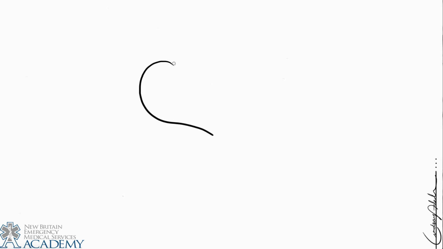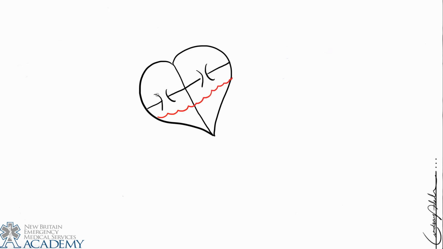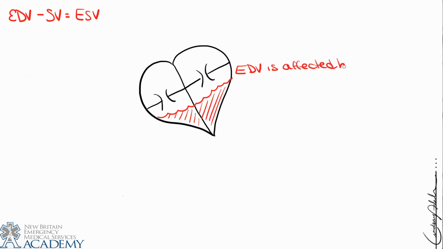All right, so now let's consider the effects on stroke volume. So back to these values that we were considering before: the end diastolic volume, the most amount of blood that ends up in the ventricles after atrial contraction, minus the stroke volume, the amount of blood pumped out of the heart, equals the end systolic volume, the amount of blood that's left over. So if we wanted to modify the stroke volume, we could either modify EDV or ESV.